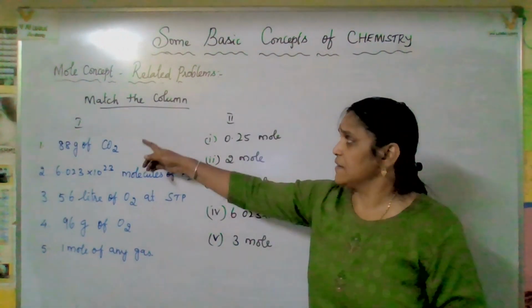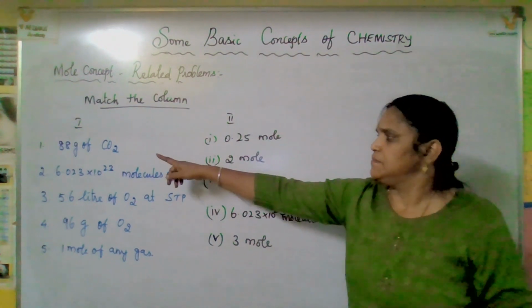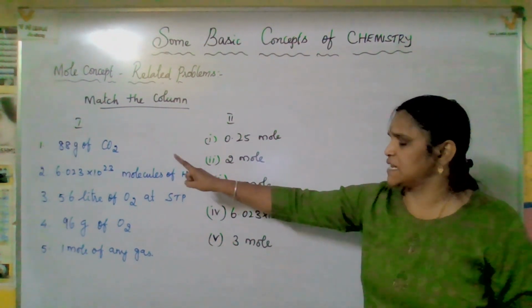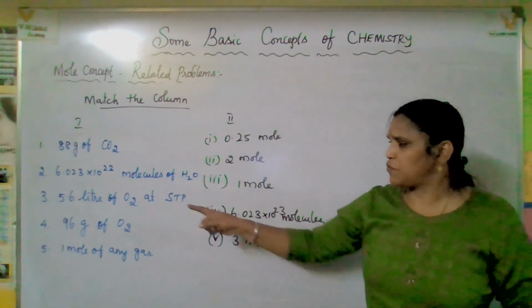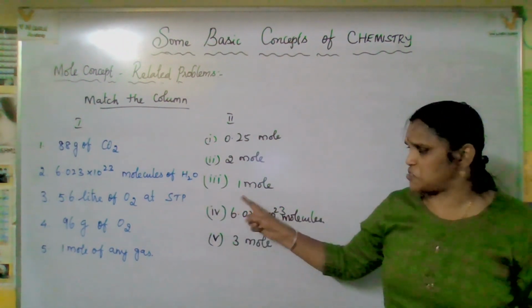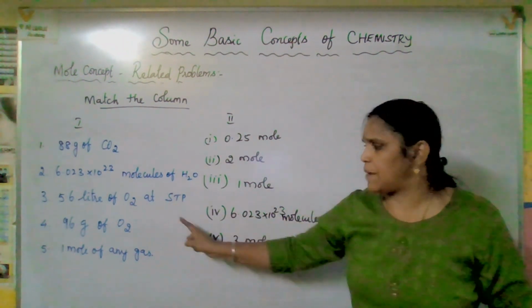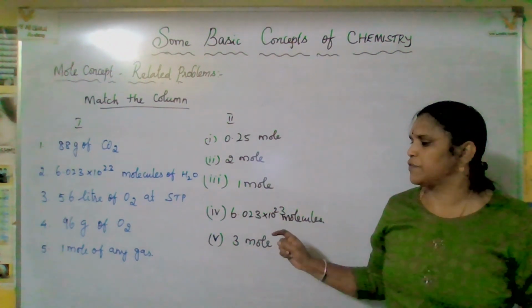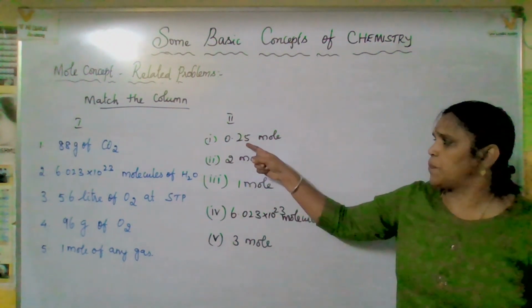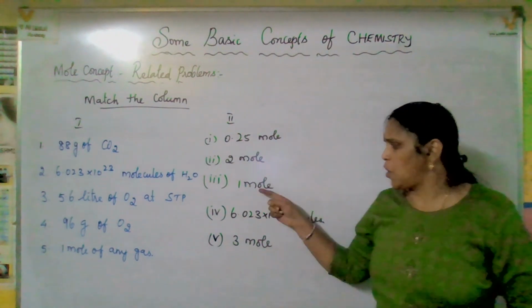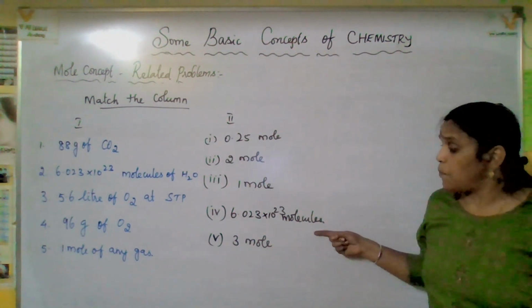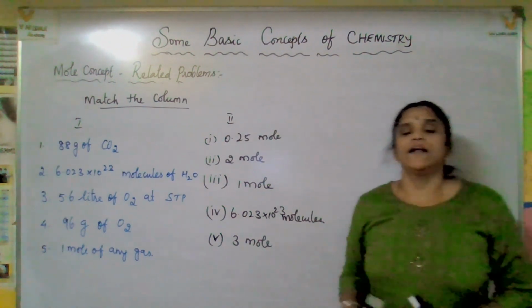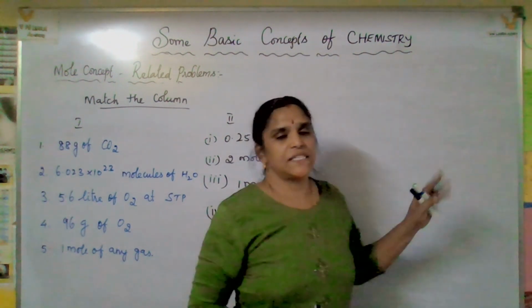The next one, match the column. 88 gram of carbon dioxide, 6.023 into 10 to the power of 23 molecules of water, 5.6 liter of oxygen at STP, 96 gram of oxygen, and 1 mole of any gas. Here 0.25 mole, 2 mole, 1 mole, 6.023 into 10 to the power of 23 molecules, and 3 mole. Let us match which is the correct one.